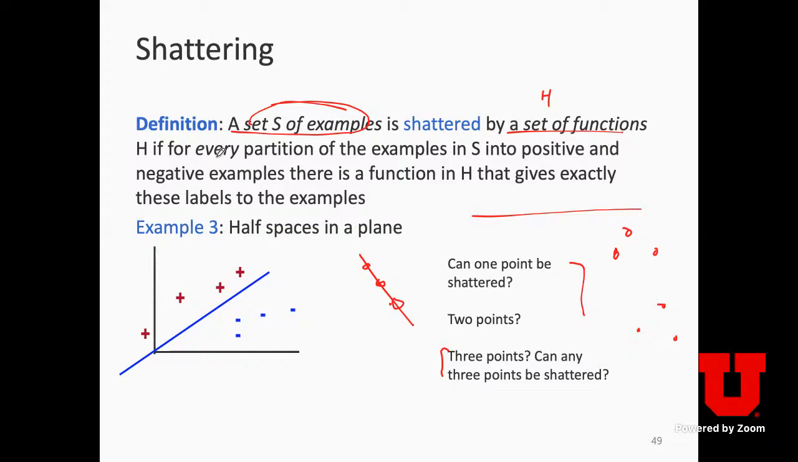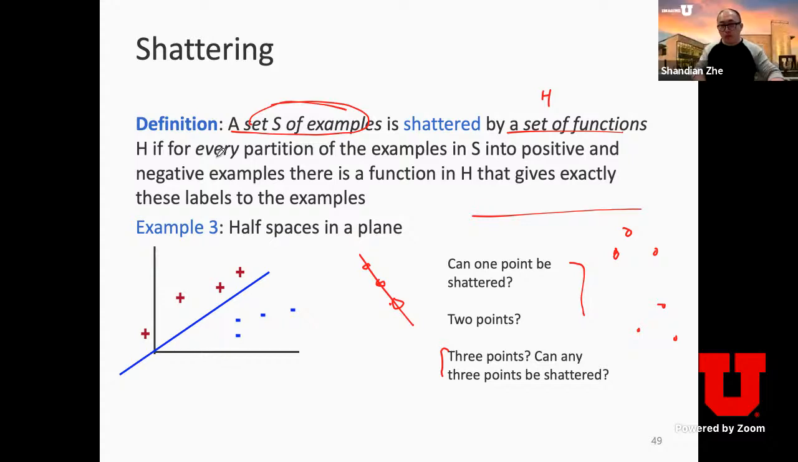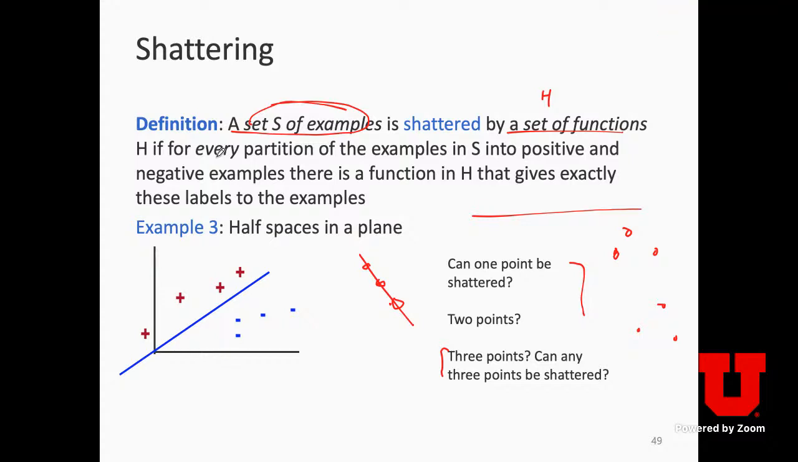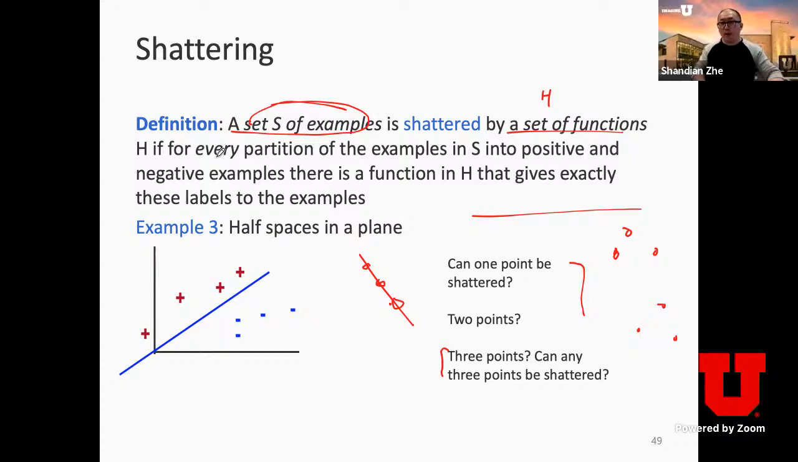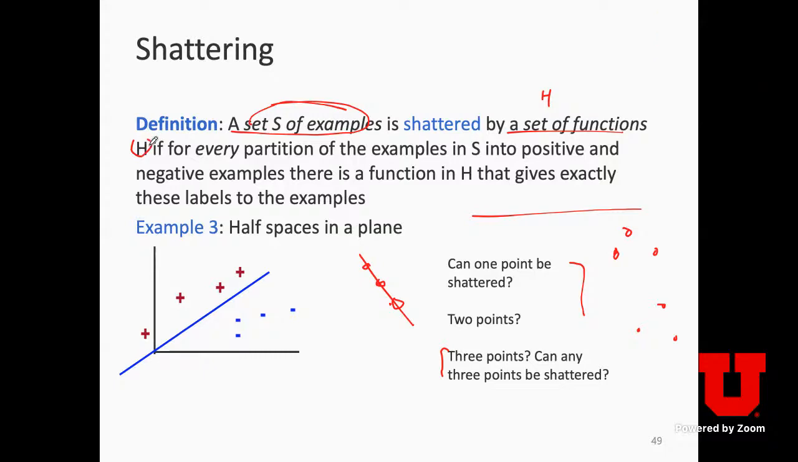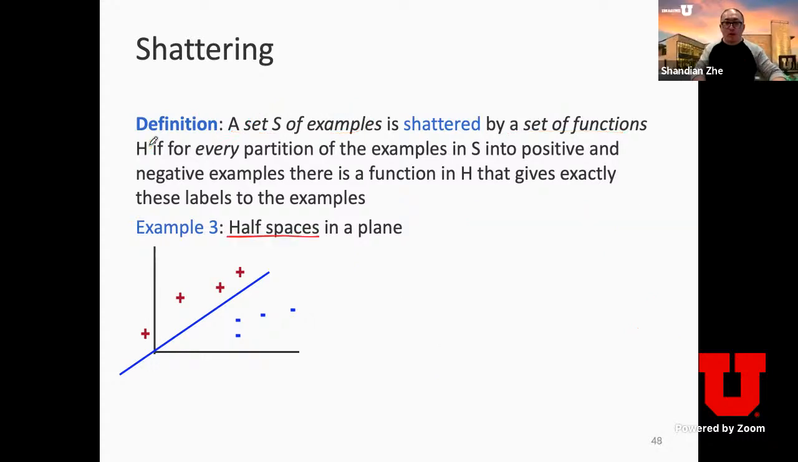Can it be a combination of functions? Like the straight line can actually be classified using not one linear plane, but two linear planes. Yeah, you can. H here can be any set of functions you want. But here we just give some simple example, honestly.